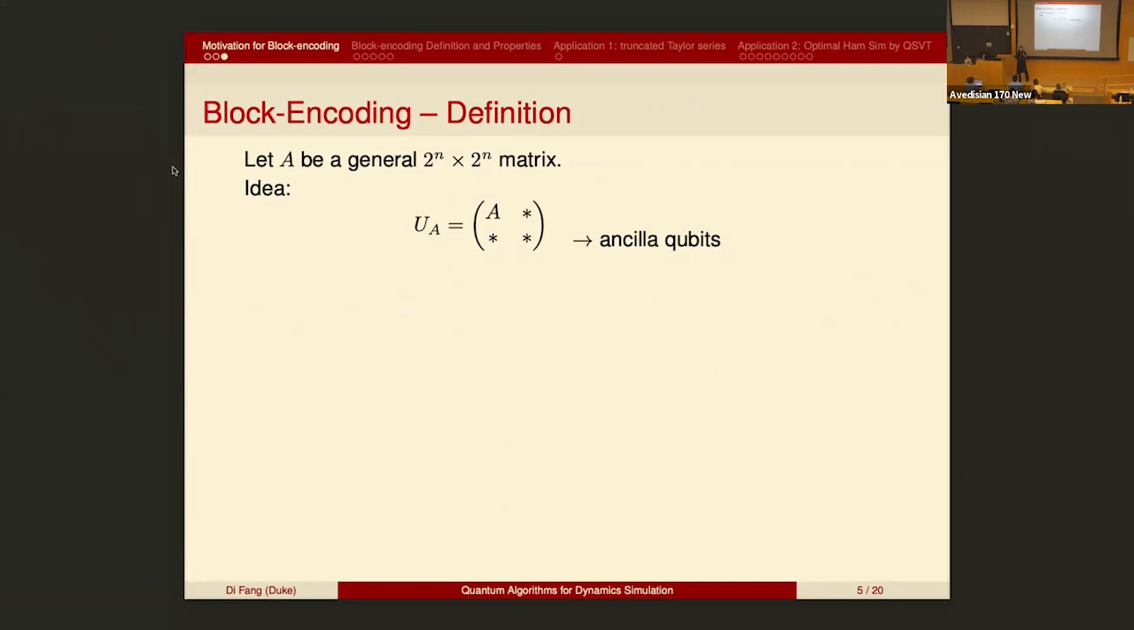Is there any problem if I just write it this way? If you think about this carefully, there's immediately an issue. What is the operator norm of a unitary?